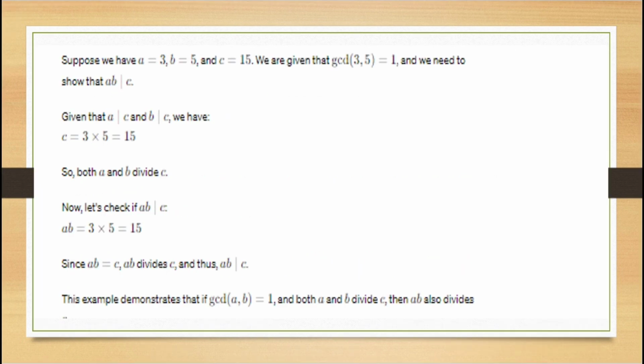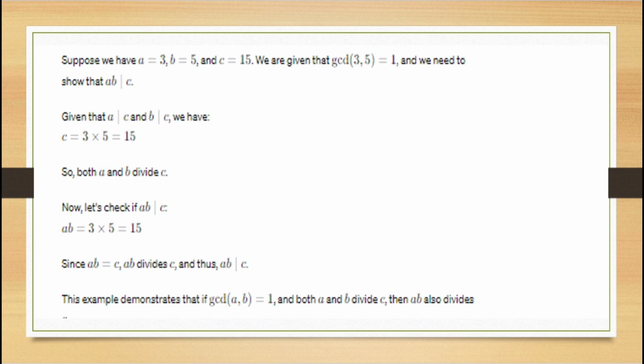Okay, suppose we have a is equal to 3 and b is equal to 5 and c is equal to 15. We are given that the greatest common divisor of 3 and 5 is equal to 1. We need to show that a times b is divisible by c. Given that a is divisible by c and b is divisible by c, we have c is equal to 3 times 5, which is equal to 15. So both a and b divide c.